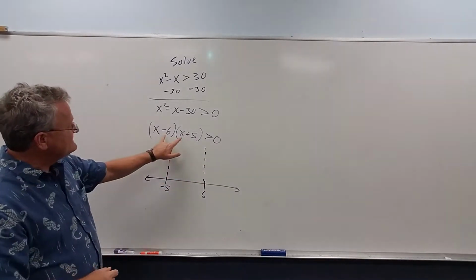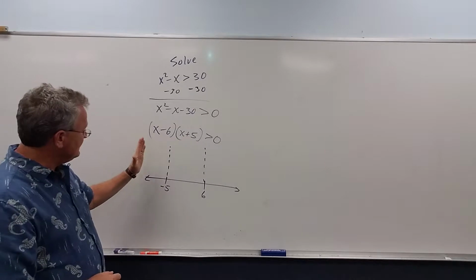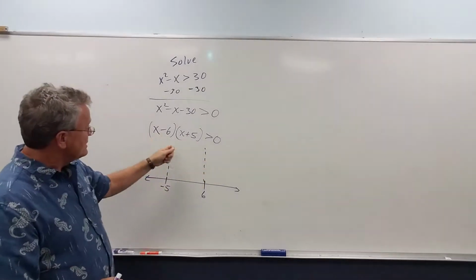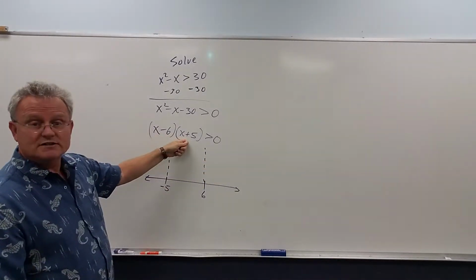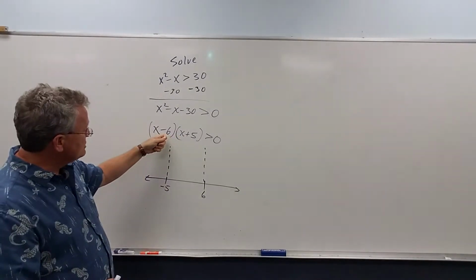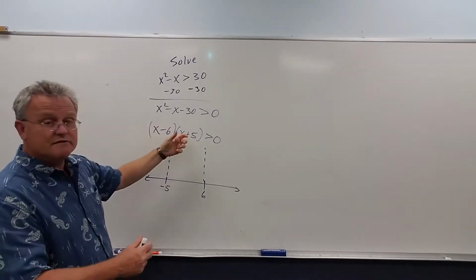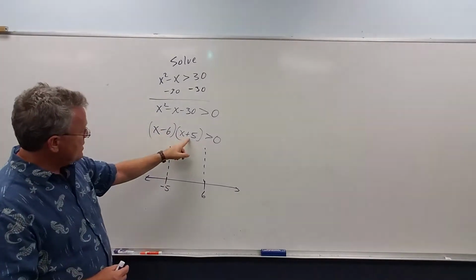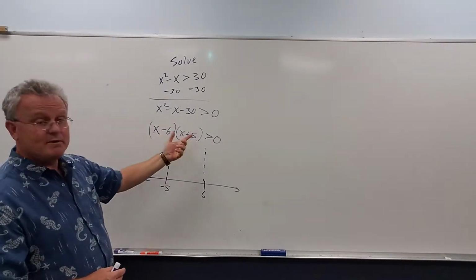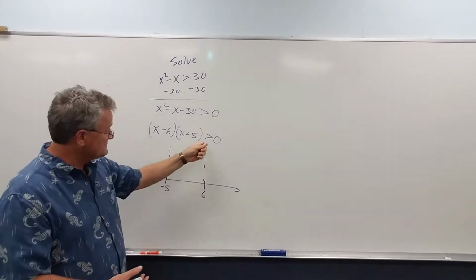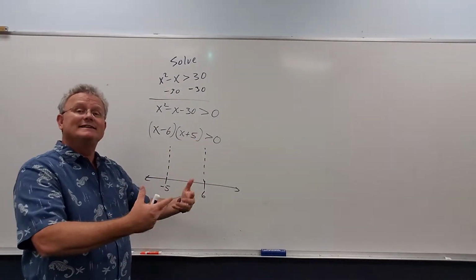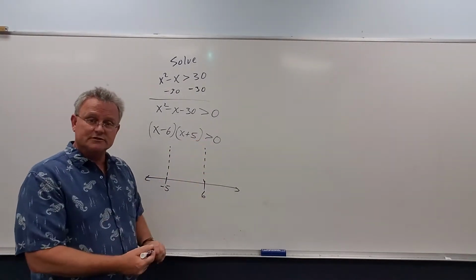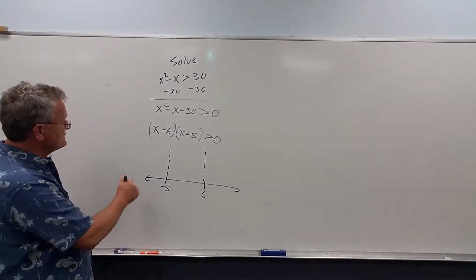We want to find the sign of each of these numbers on each of these intervals. Why? Because if one is positive and one is negative, when you multiply a positive times a negative, you get a negative, which is less than 0. If they're both positive, a positive times a positive is a positive, which is greater than 0. It tells us what the solution is, yeah? So that's why we're doing this.